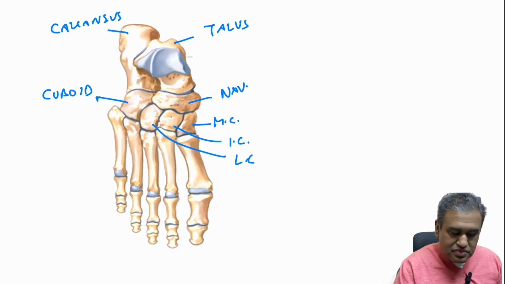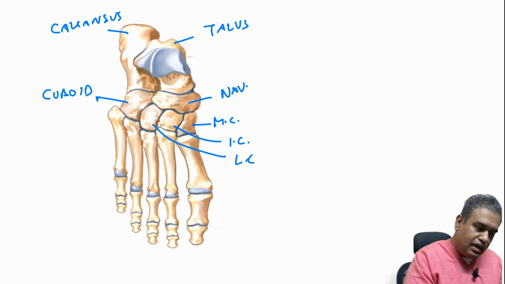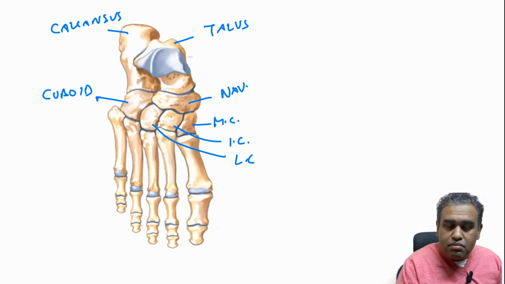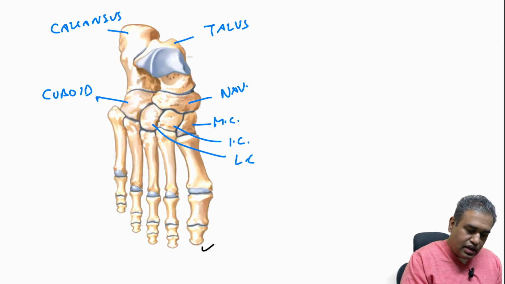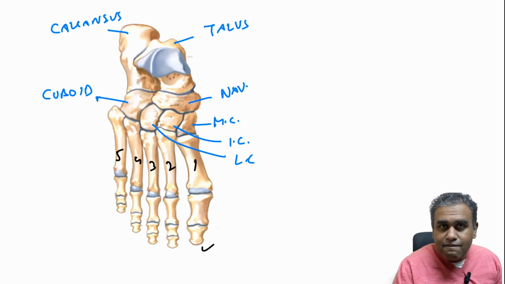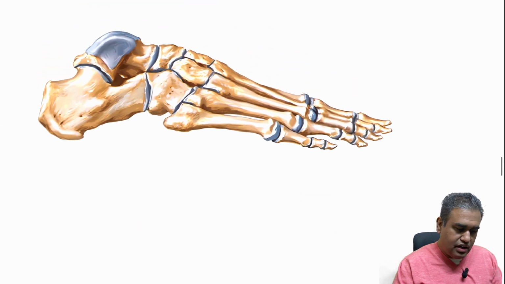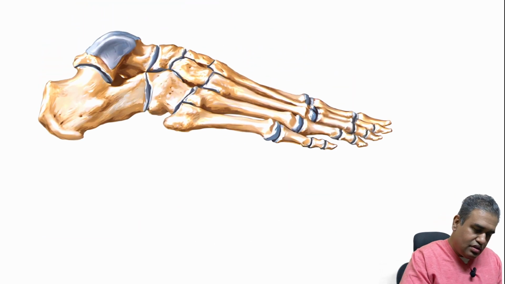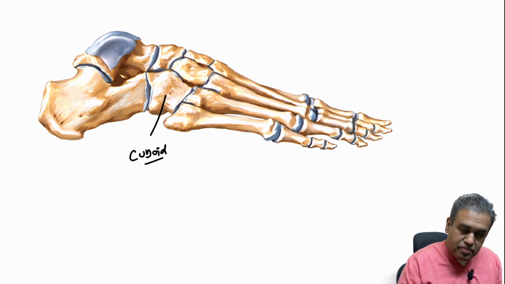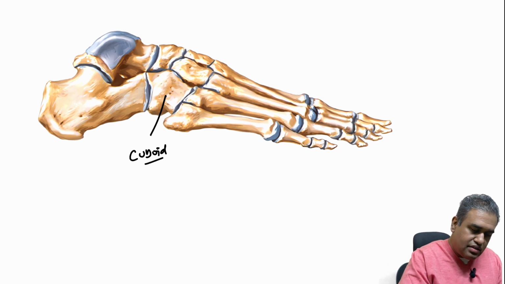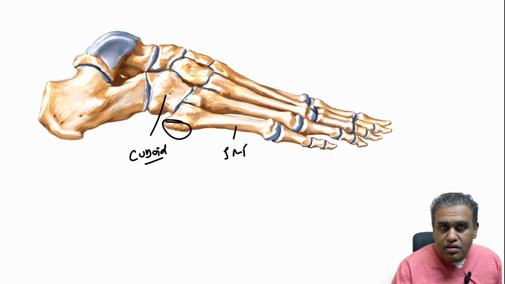7 tarsals. The metatarsals are numbered from medial to lateral because this is the great toe side: first, second, third, fourth, and fifth metatarsal. Right, this is the lateral view. So again, I am repeating, it's a cuboid which they actually asked. And to identify this as the fifth metatarsal, how? Because it has this tubercle over here.